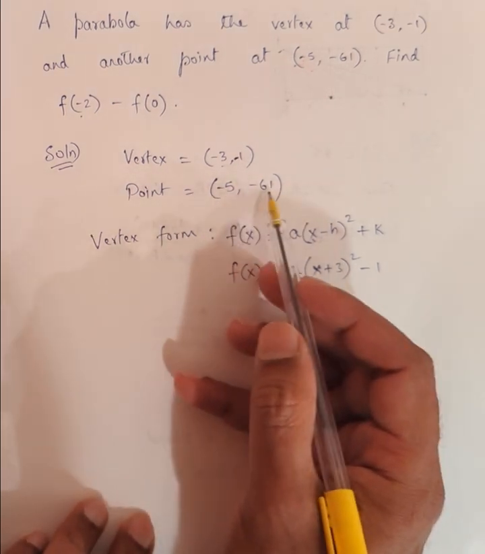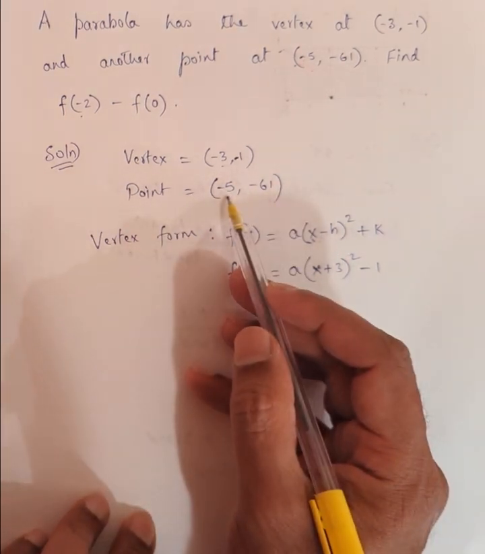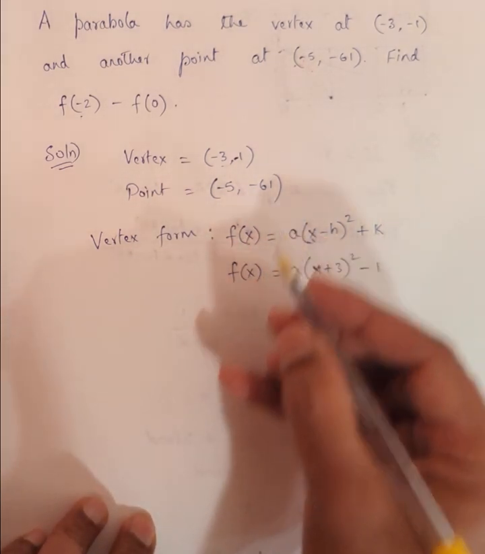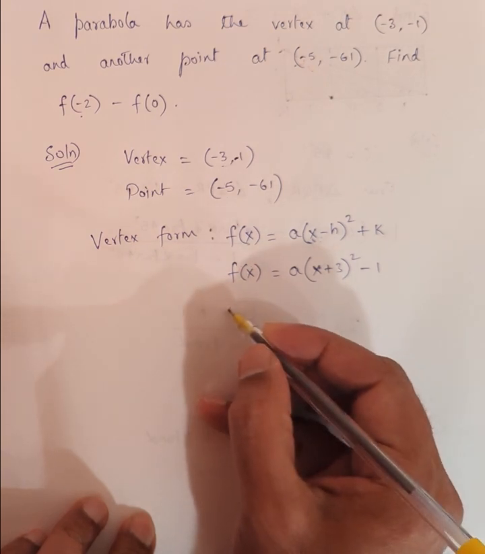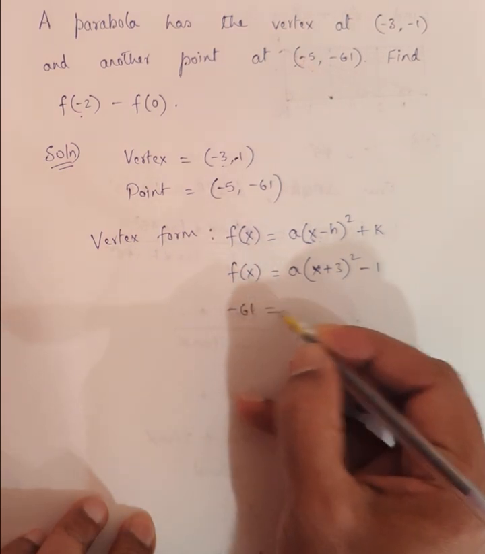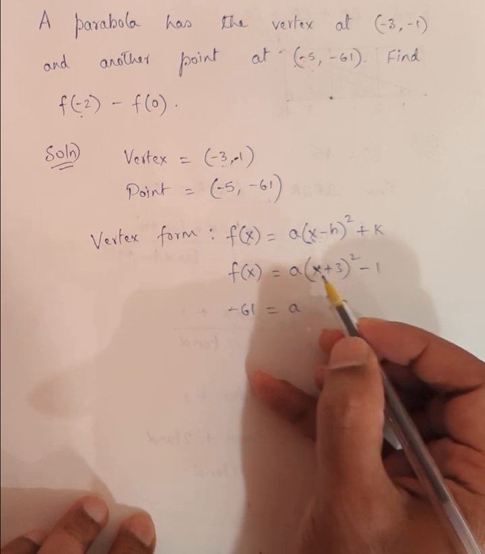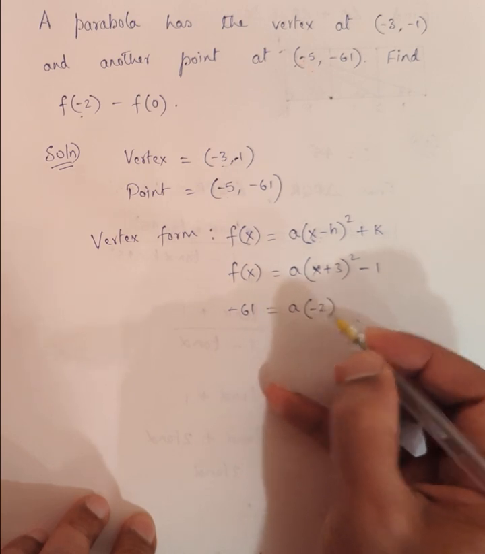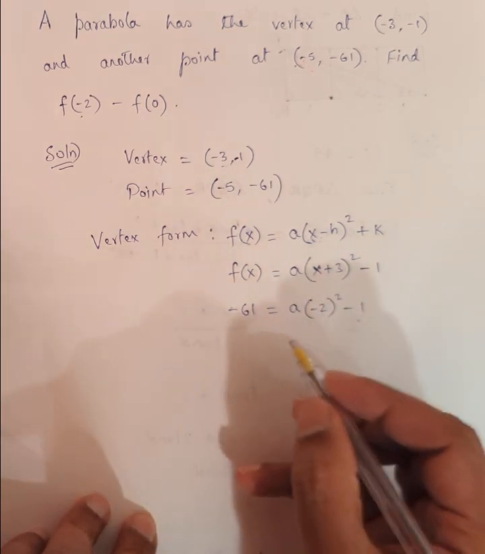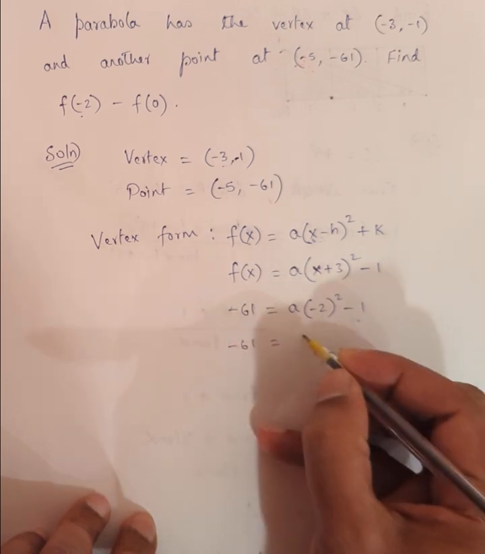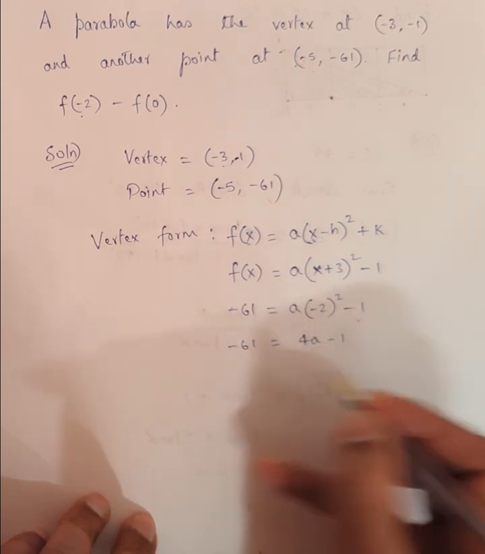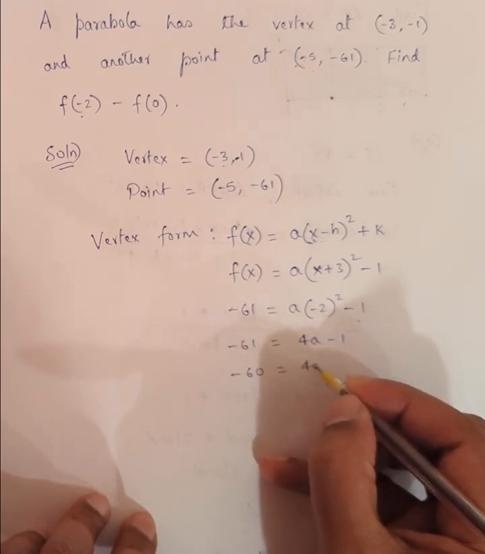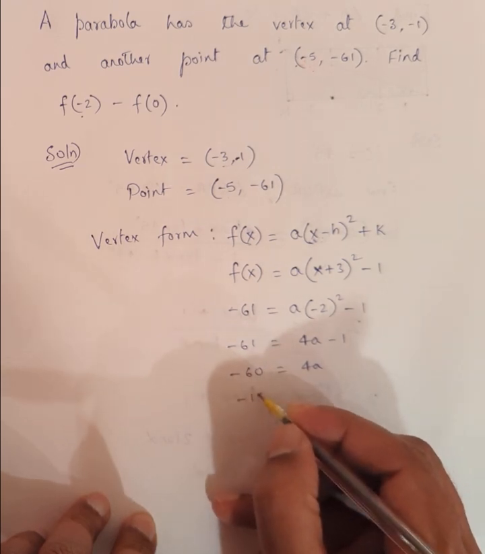Now we can plug in this point. This point says when x is -5, f of x is -61. f of x is the same as y. So we can write -61 equals a times (-5 plus 3) squared. -5 plus 3 is -2. So -61 equals 4a minus 1. Adding 1 on both sides, you get -60 equals 4a, or a equals -15.